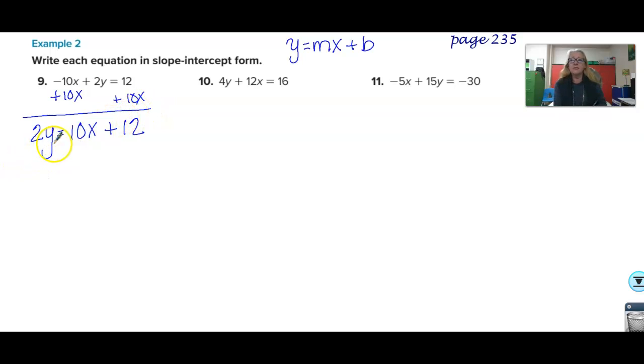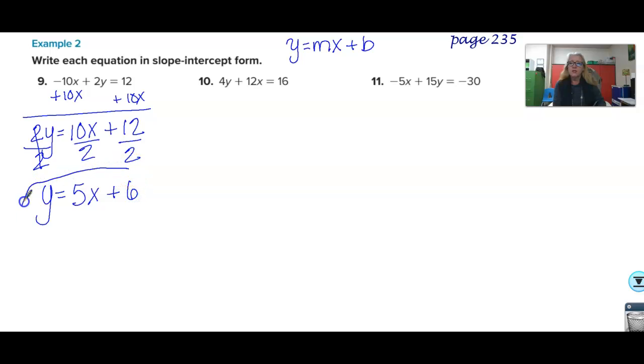Now our last step to get y by itself, because it has to be just plain old 1y, not 2y, we're going to have to divide every term in the equation by 2. Divide by 2, divide by 2. Now I have plain old y. 10 divided by 2 is 5x, and 12 divided by 2 is +6. So this is what you would type in the answer box on reveal.